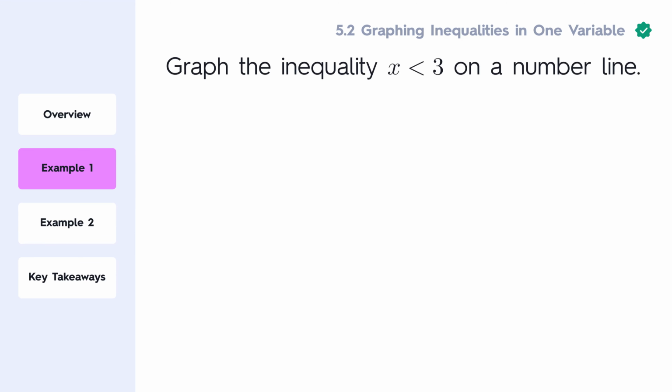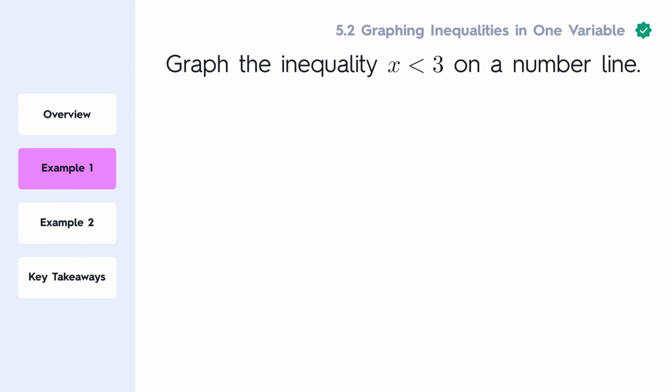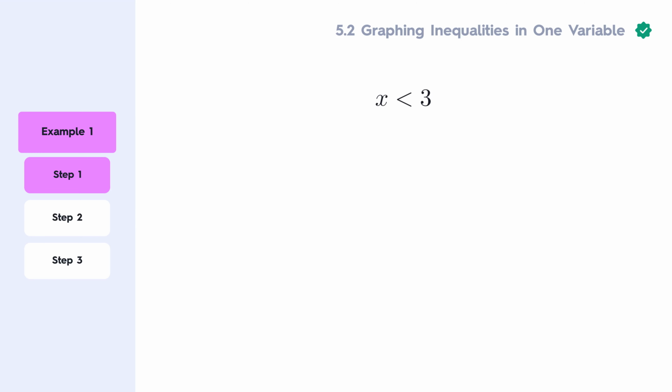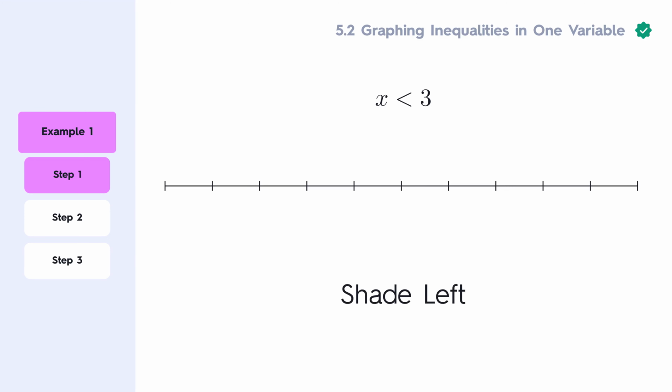Graph the inequality x is less than 3 on a number line. Let's start by looking at the inequality symbol. Here, we have x is less than 3. The less than symbol means we're looking for values of x that are smaller than 3, but not including 3 itself. This means we'll shade to the left of 3.